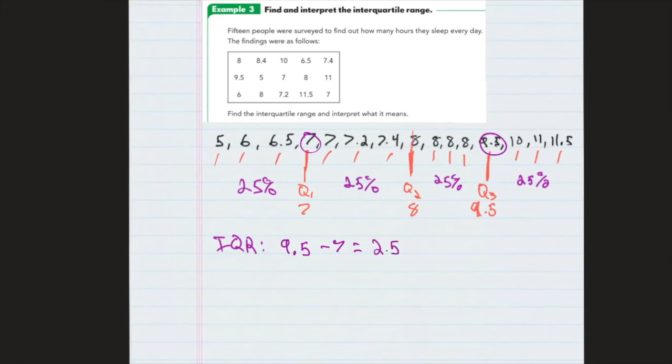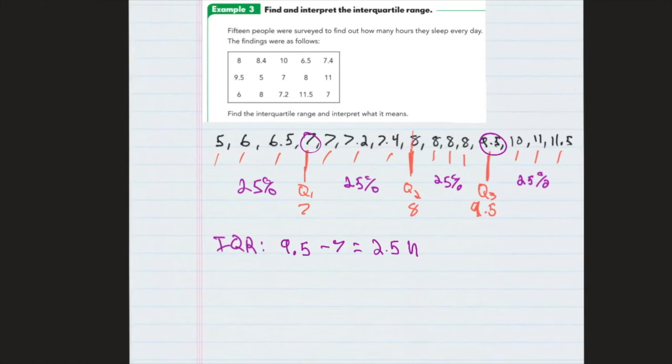And if we look at this data, it says 15 people were surveyed to find out how many hours they sleep every day. The findings were as follows. Right, that's our data. Find the interquartile range and interpret what it means. Boy, so what does that mean? So we have 2.5 hours, that's the range. Okay, but what does that actually tell us about the data?